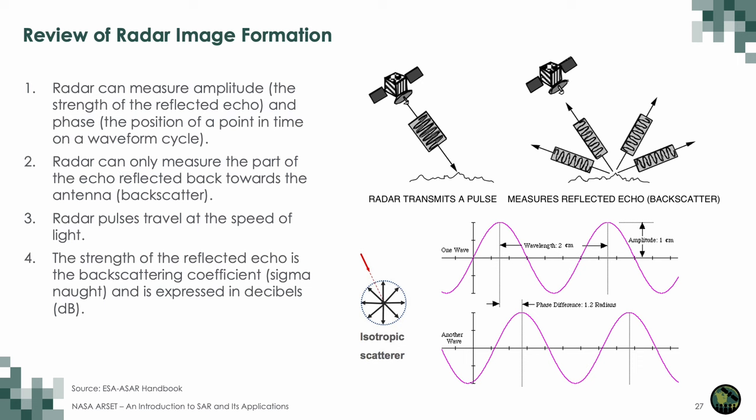The phase difference between two images is a new kind of image called an interferogram, which is a pattern of fringes containing all of the information on relative geometry. And so the next session in this webinar series will be focused on interferometric SAR. Here, we will only discuss amplitude.